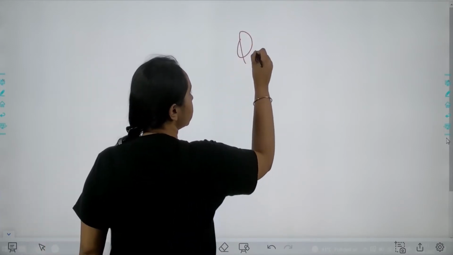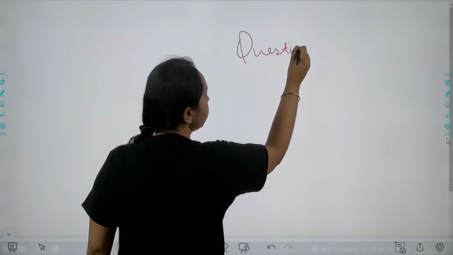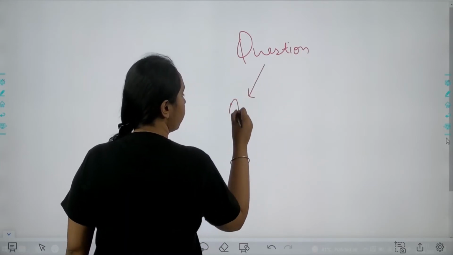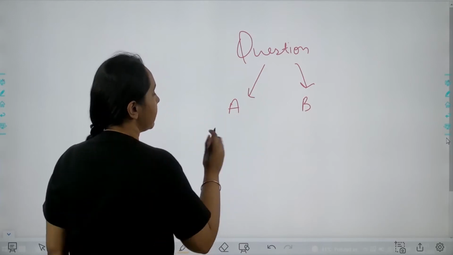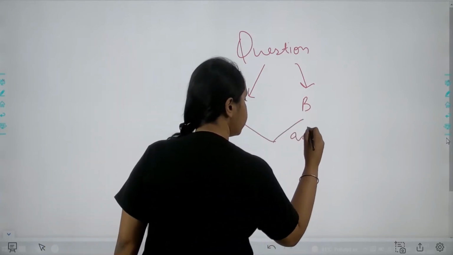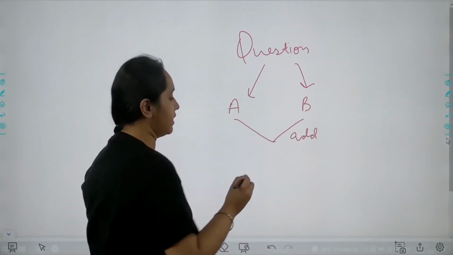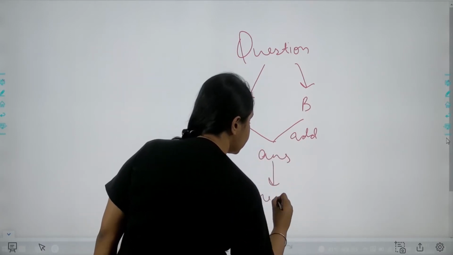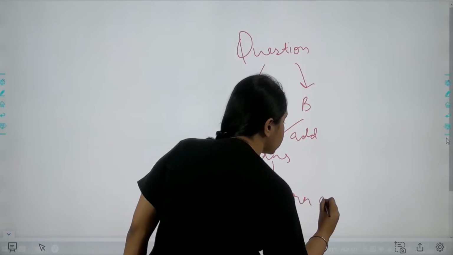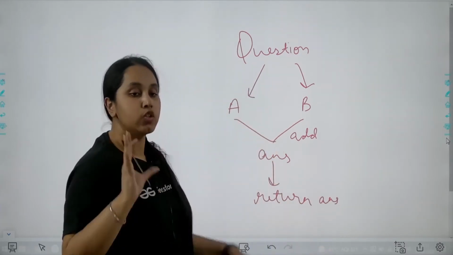In the question we are given two numbers, A and B. They are telling us to add these numbers, and once you have added them, whatever answer you get, you need to return this answer. So this is what the question is. So how would we do that?